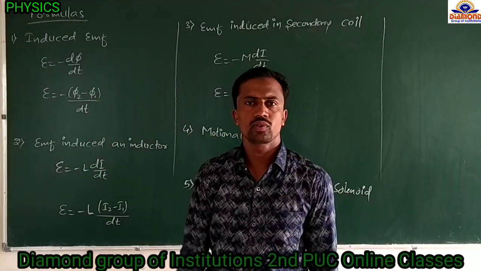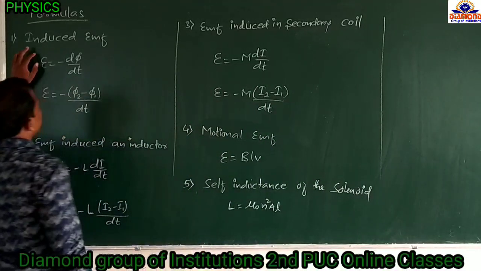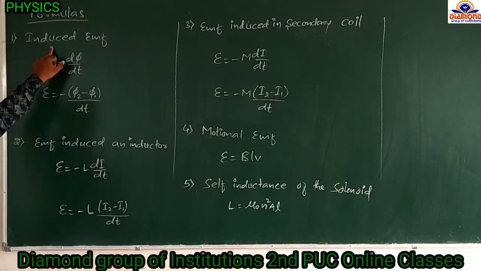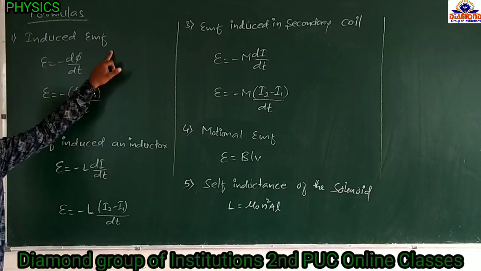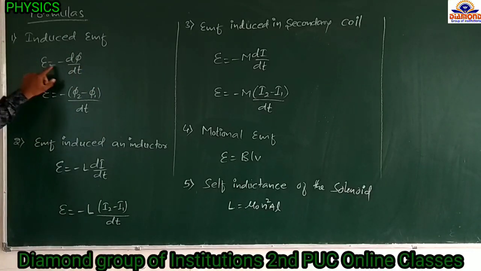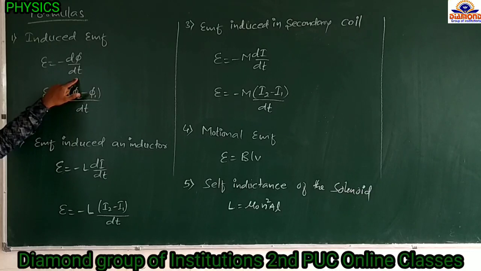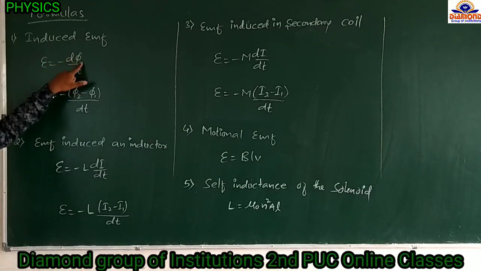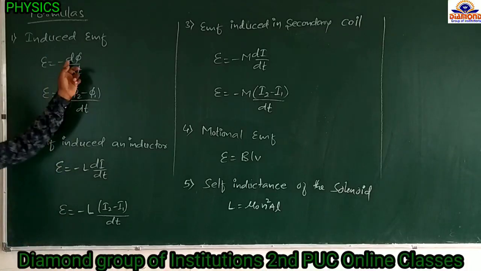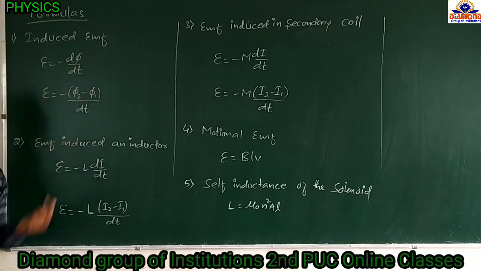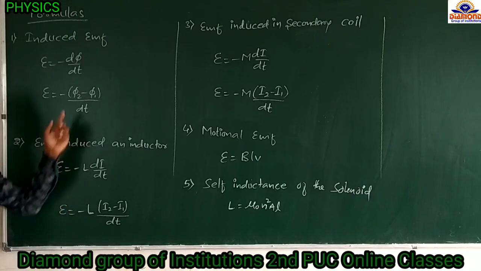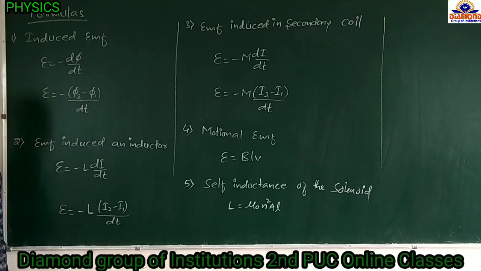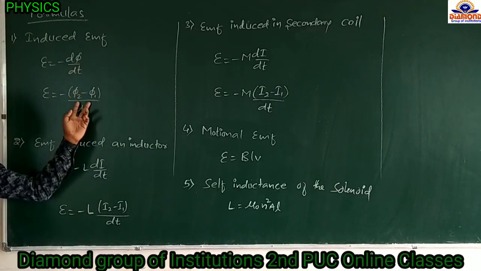Next is the formulas. First formula, induced EMF. According to Faraday's law, E equals minus d phi by dt. E means EMF. The negative sign shows that the induced EMF always opposes the change in magnetic flux. d phi means change in magnetic flux, which is phi 2 minus phi 1. In place of d phi we write phi 2 minus phi 1.